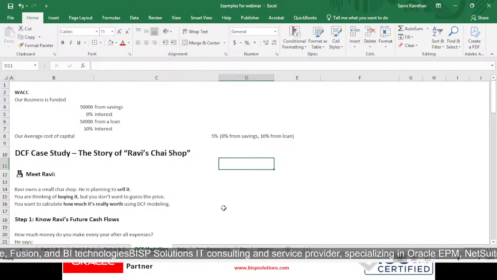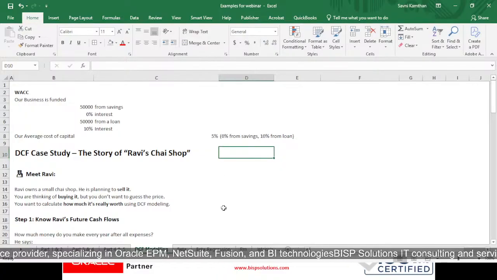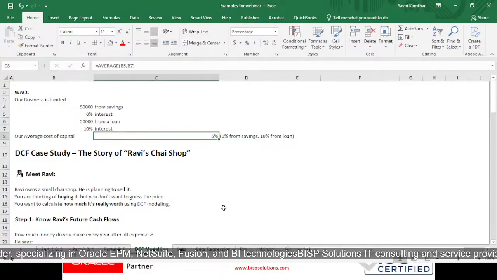And if I am taking 50,000 as a loan from a bank, I am getting 10% interest rate I have to give them, right? So our average cost of capital will be 5%, which is from 0% from savings and 10% from loan. So if we average it out, we will be getting 5% as our cost of capital.